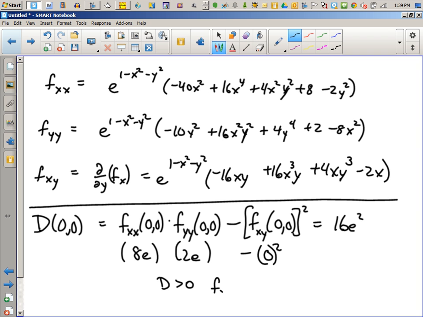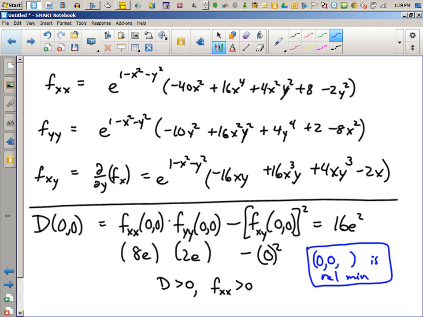What does that mean? Look back at the rule. This was 16e squared. This was 8e. They're both positive. What does it mean? Relative minimum. Right. So that means that (0, 0), whatever the z is, I don't know yet, is a rel min. Is a rel min. Okay?